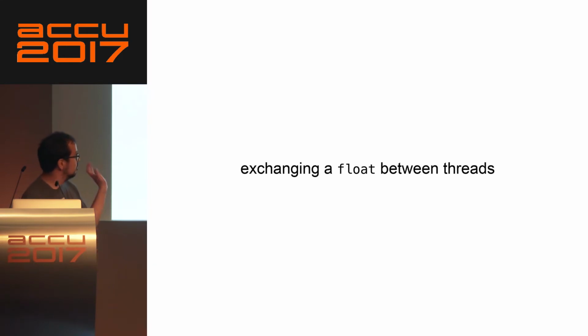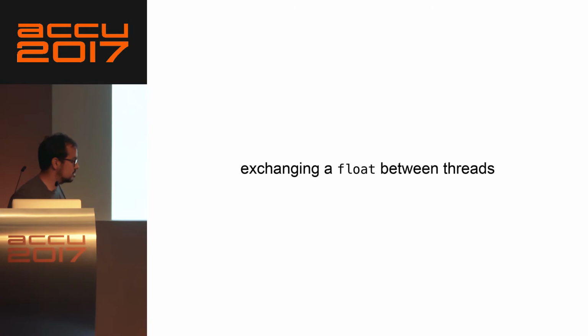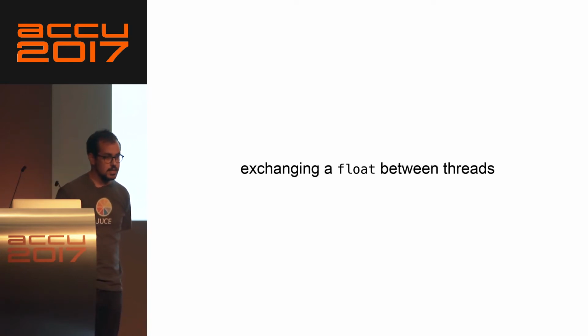Right, let's write some Lockfree code. Very simple example: we have a float, which is some kind of parameter, and we want to exchange that parameter between two different threads. I'm going to give an example from audio processing, but you can easily come up with an equivalent example in any other kind of industry.